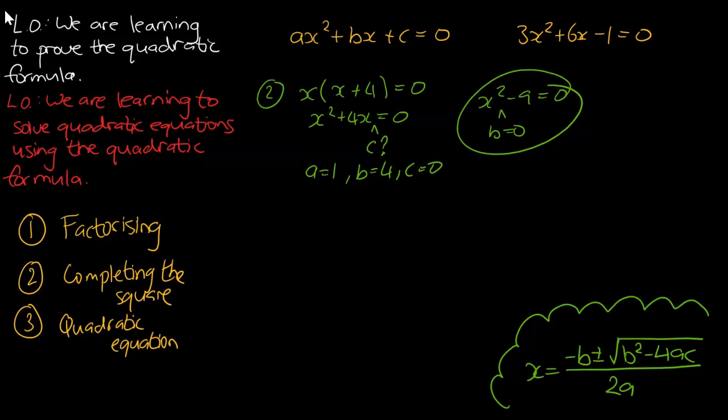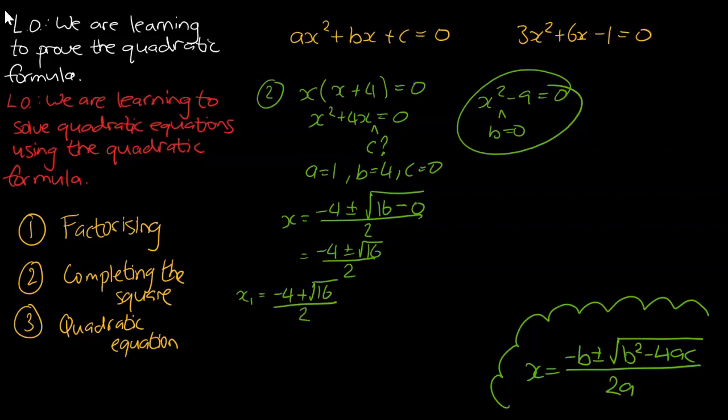So we can plug all of those into our equation. So x is equal to negative 4 plus or minus the square root of 4 squared, which is 16. And then we've got minus 4ac, which is going to be 0, because anything times 0 is 0. And then we've got divided by 2a, which is 2. So we've got negative 4 plus or minus the square root of 16, divided by 2. x1, we'll do the positive version first: negative 4 plus 4 divided by 2, which is going to be 0. So that's our first answer. Nothing wrong with that. That's a good answer.